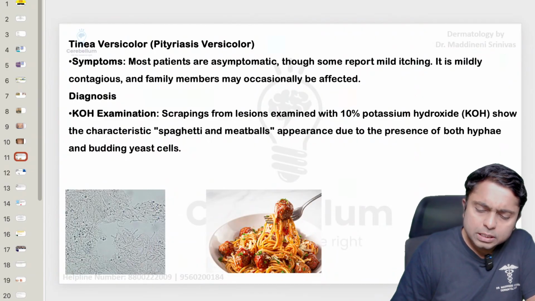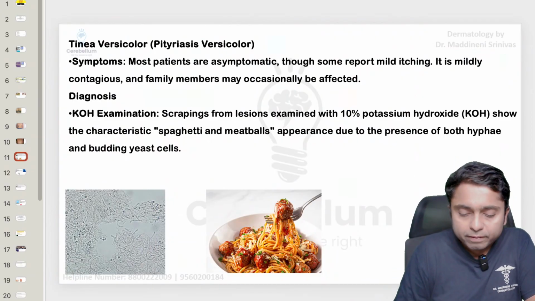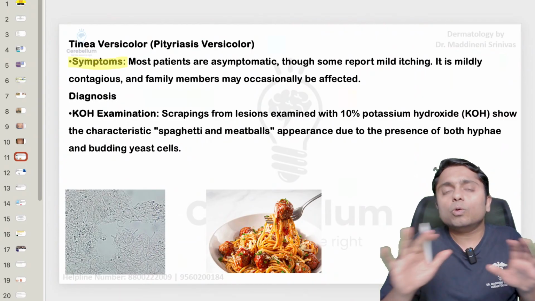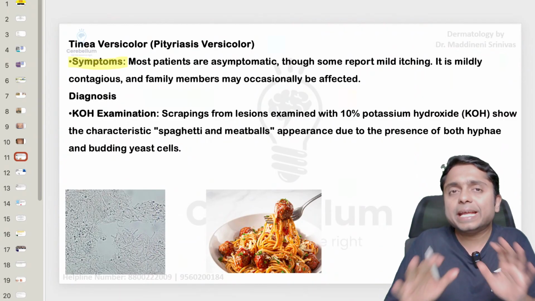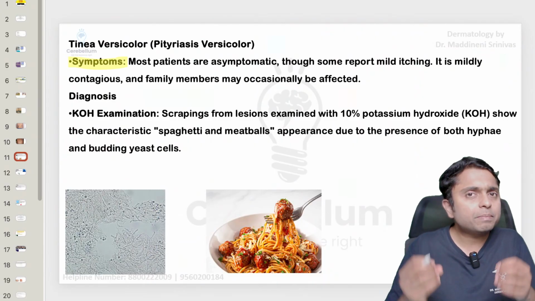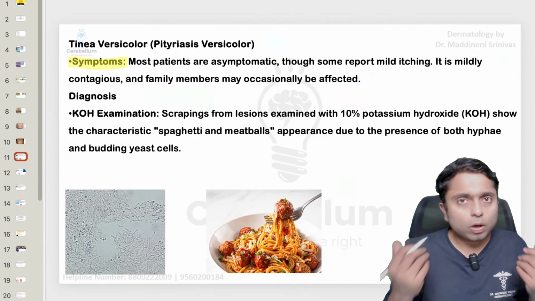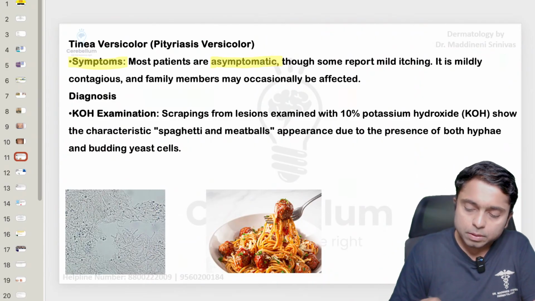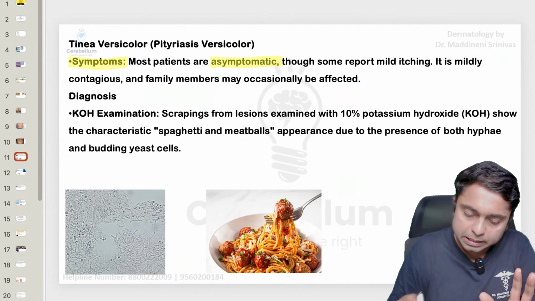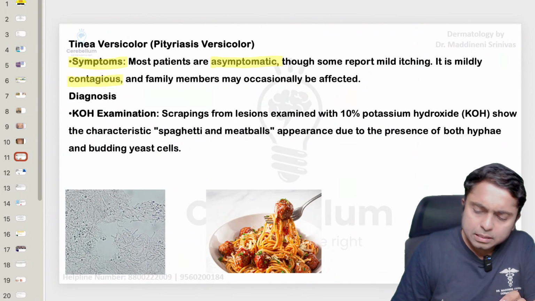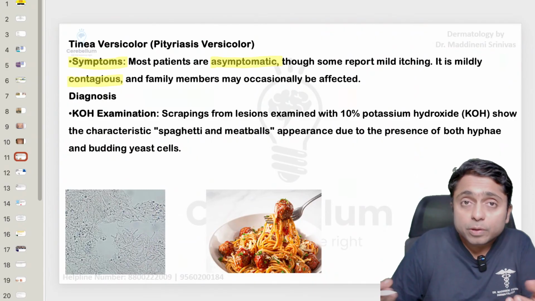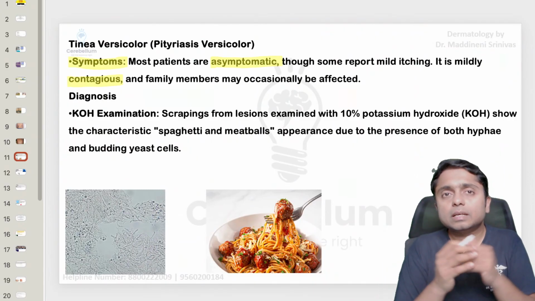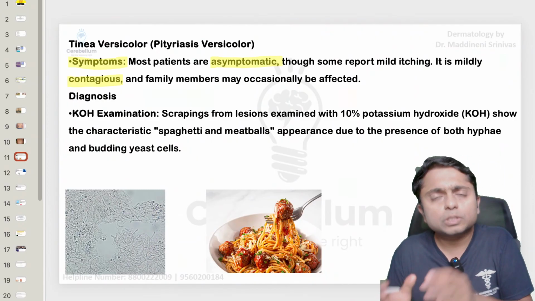Now coming to the symptomatology, what is the complaint which the patients are going to give? Mostly the patients will not have any symptoms. Only there will be some color change which is visible on the body, otherwise the lesions are asymptomatic. Mild itching might be present. And remember, this is slightly contagious, and you can even ask for a similar lesional history in the family members or in the contacts.